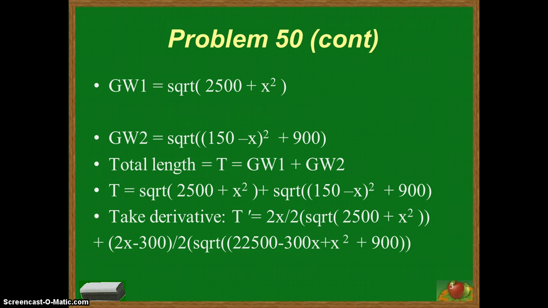So I take the derivative, T prime, and you get a complicated equation, represented on the screen here as 2x over 2 times the square root of 2500 plus x squared, plus 2x minus 300 over 2 times the square root of 22,500 minus 300x plus x squared. I got that by expanding the binomial (150 minus x) quantity squared, plus 900. Obviously some things can be canceled, like the 2's here.